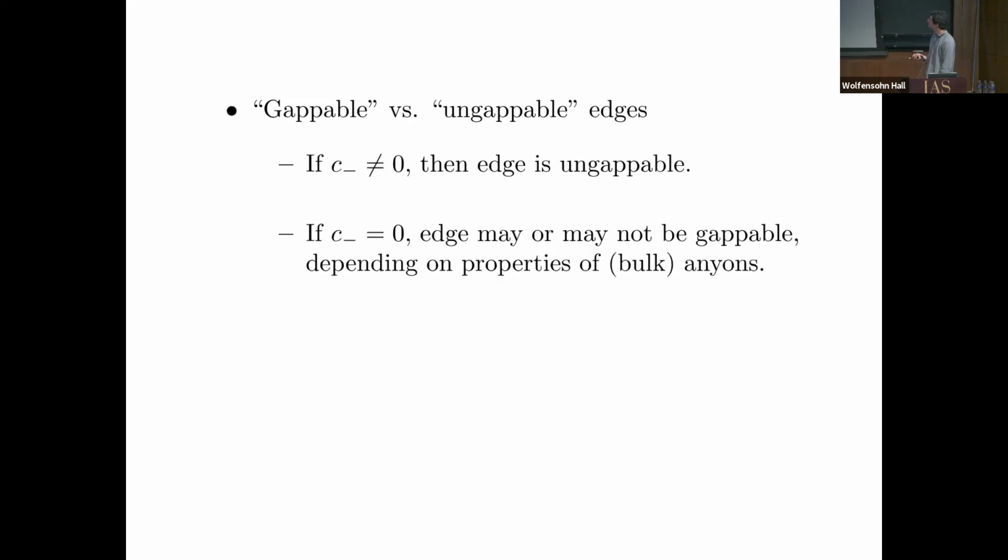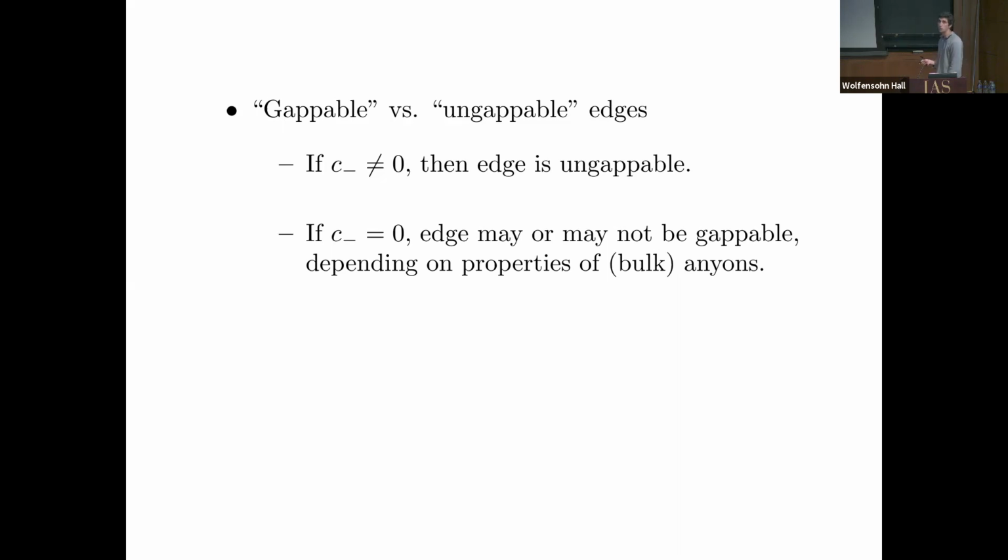Now, two comments about gappable versus ungappable edges. One is that if you have a non-zero chiral central charge, you can argue that the edge has to be ungappable. That's basically because the formula I wrote before says the chiral central charge tells you about the energy transport at the edge. If this is non-zero, then there have to be some low energy modes at the edge to carry this energy current. You can make that argument rigorous. So if C minus is different from zero, there's just no way the edge could be fully gapped out and support this energy current that we just discussed.